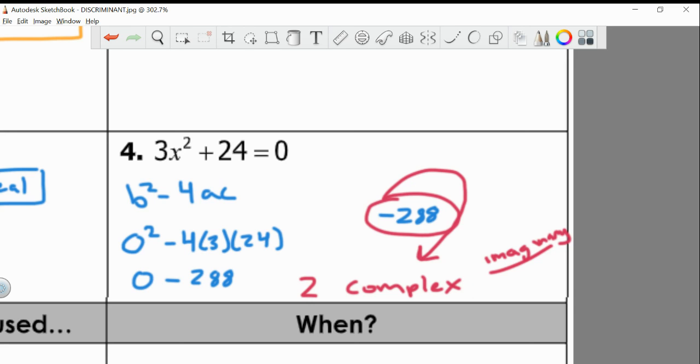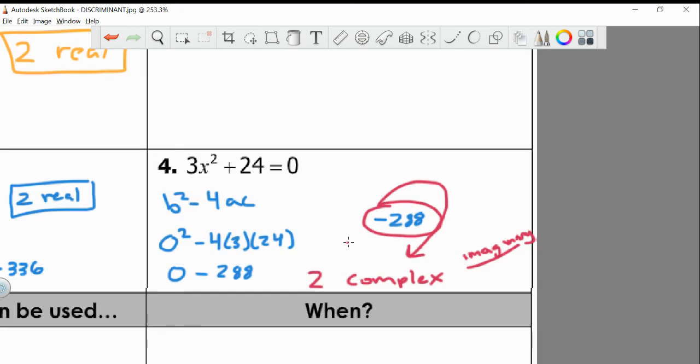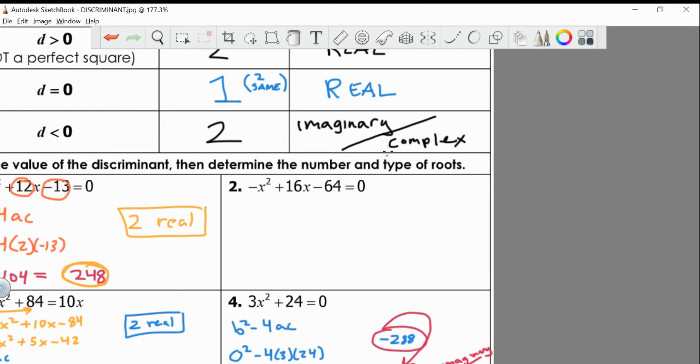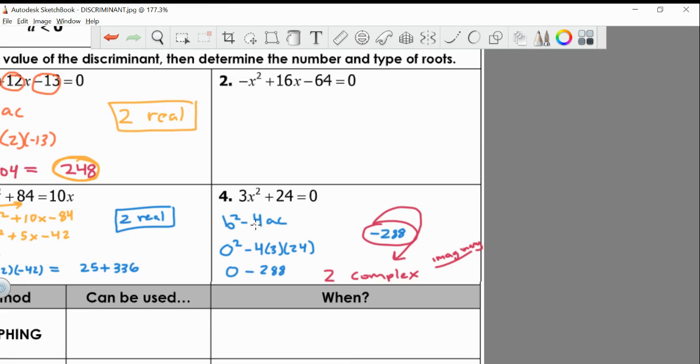Okay, so that's the discriminant, okay? It's not good at telling you the answers, but it's good at giving you a sneak peek at whether you're going to get real answers or imaginary answers, okay? If a question is only asking you to tell you the type, you don't have to do the whole process. You can just take the sneak peek and use this to help you out.